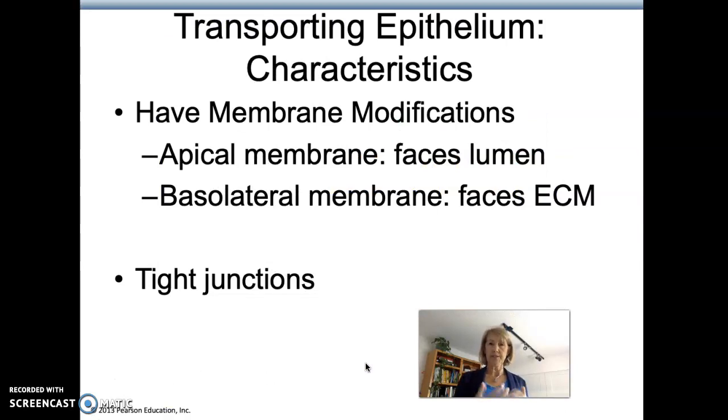So what are some of the characteristics of this transporting epithelium? They have these membrane modifications at the apical membrane, right, that faces the lumen. They're going to have some sort of channel or something that's going to allow for that substance to pass through, whether it's glucose or sodium or any of those substances. And then the basolateral membrane is going to face the extracellular area.